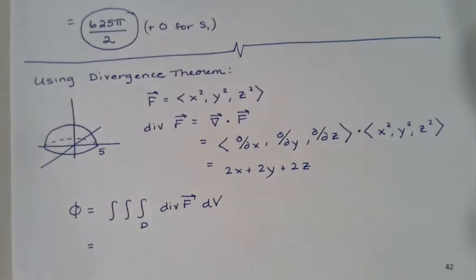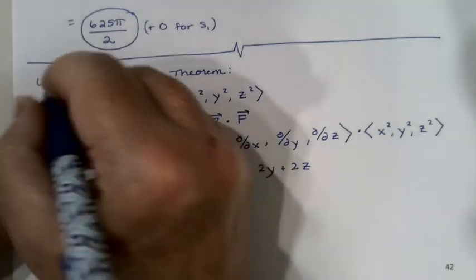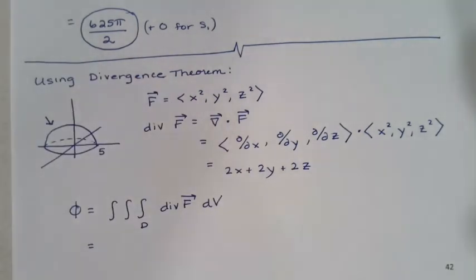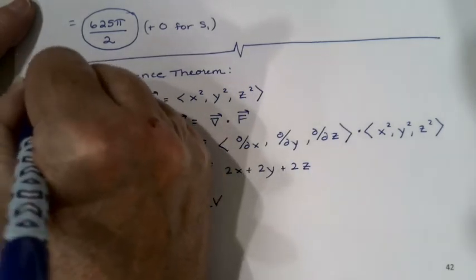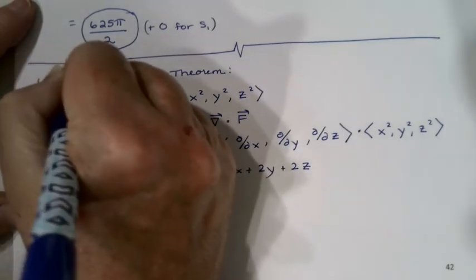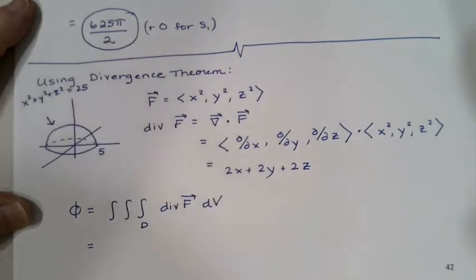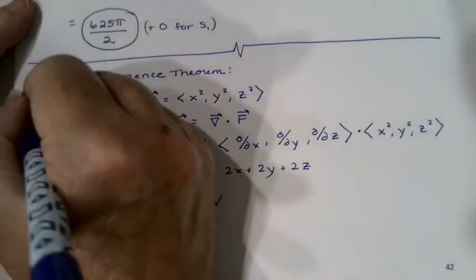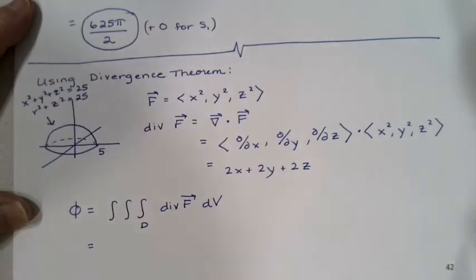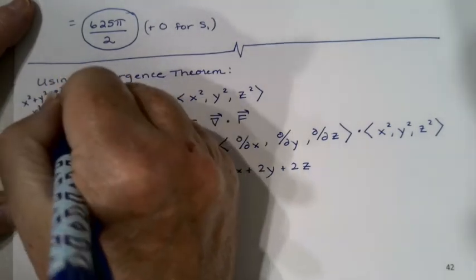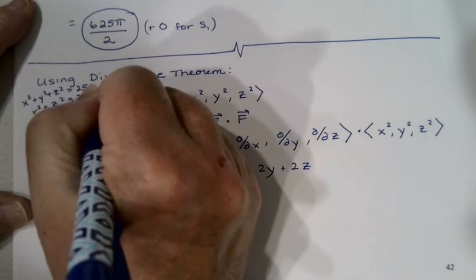So let's see here. Looking at this, I believe our best bet is probably to go with cylindrical coordinates. So let's think for a moment about this surface. This was x squared plus y squared plus z squared equals 25. So if I go with cylindrical coordinates, I'd have r squared plus z squared equals 25. And that means z is going to be the square root of 25 minus r squared.